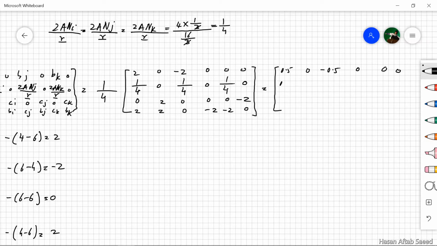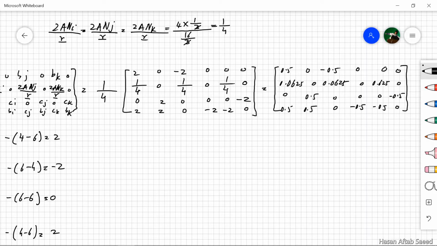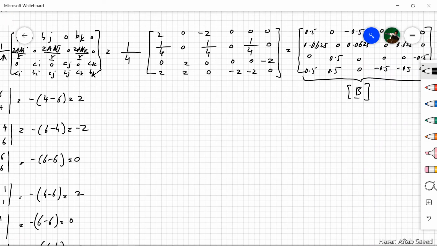And we have 0.0625, 0.0625, 0.6250. Here we have 0.5, 0, 0, 0, minus 0.5, and here 0.5, 0.5, 0, minus 0.5, minus 0.5 and 0. So this is the value of B calculated at the centroid.